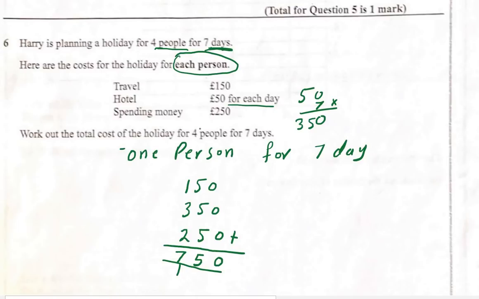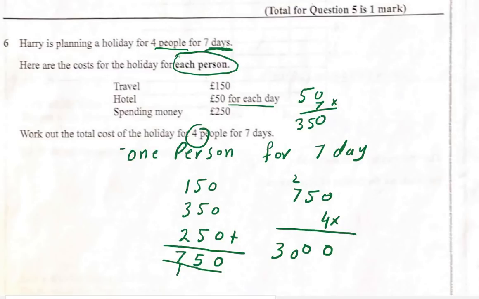Now we need to find the price for 4 people. So it's easy peasy. You have 750, and you need to decide whether you add, times or divide: you times it. You can use the column method or the grid method, up to you. I'm going to use the column method. 4 times 0 is 0, 4 times 5 is 20, carry 2, 4 times 7 is 28, 28 plus 2 is 30. So the answer for 4 people is 3000.